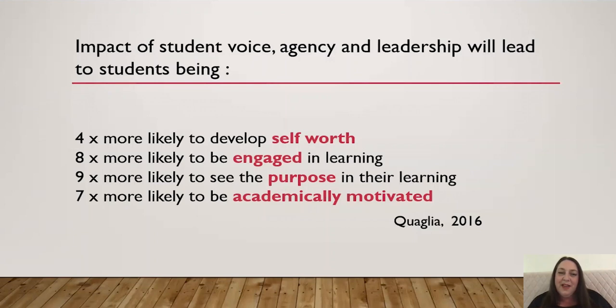So what Quaglia found, and he has so many resources that are free, as I said, was that students were four times more likely to develop self-worth, eight times more likely to be engaged, nine times more likely to see the purpose in their learning, and seven times more likely to be academically motivated. So these are his words about what he found in areas that he looked at when student voice and agency were brought to the forefront. So it's really interesting and obviously very powerful when we do this correctly. It has an enormous effect size.